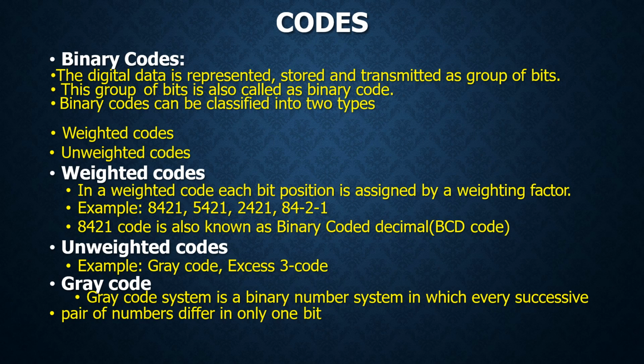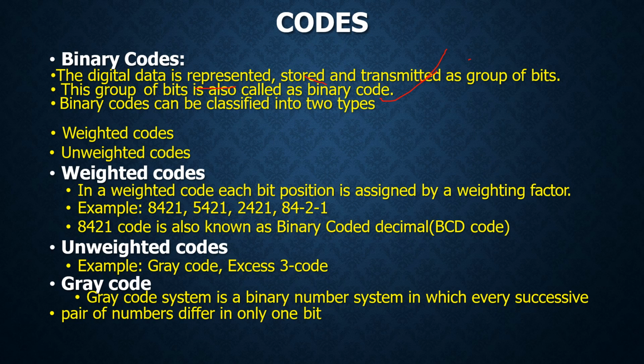There are two types of codes, weighted and unweighted. If you see binary code, digital data, as I already told you, is represented, stored and transmitted in the form of bits. This group of bits is also called binary codes. The bits we are using are binary codes. So there are two types: weighted codes and unweighted codes.